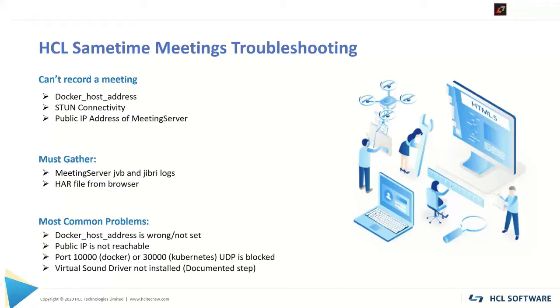The most common problem, if you're successful with your meetings otherwise, is that the virtual sound driver is not installed. That is a manual step again for Docker, and it is in our install instructions, probably the fourth or fifth bullet item down, and it's very easy to miss during the initial setup. So that's the first thing I'll probably ask you to check. From the must-gather, we want the JVB and the Jibri logs. We always like to get a HAR file from the browsers. But again, it's going to come down to network connectivity to the server and that the server is properly configured for the recording service.